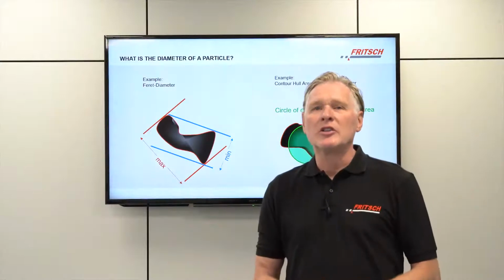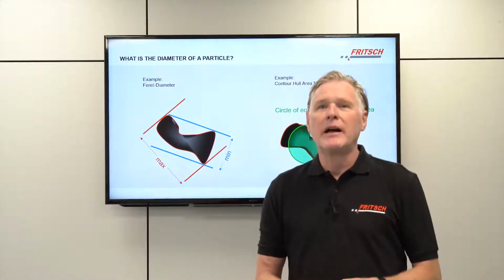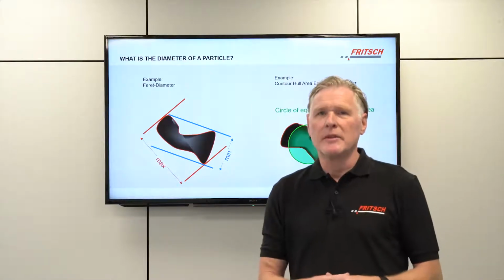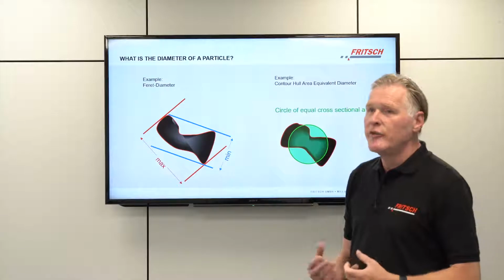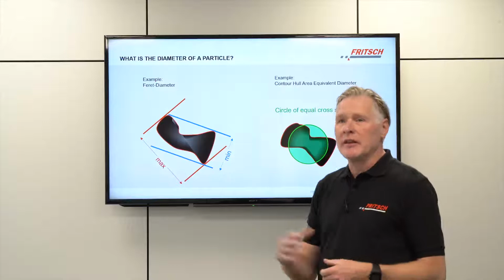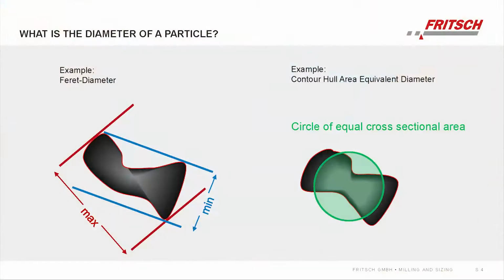Before we talk about how to measure the diameter of a particle, let's take a look: what does it mean, the diameter of a particle? Here we have two different definitions as an example of the diameter of an irregular shaped particle. On the left-hand side, you see the so-called Feret diameter. We have two parallel lines touching the particle on opposite sides, and when you rotate the particle between those two lines, you find a minimum value and a maximum value, the so-called minimum and maximum Feret diameter.